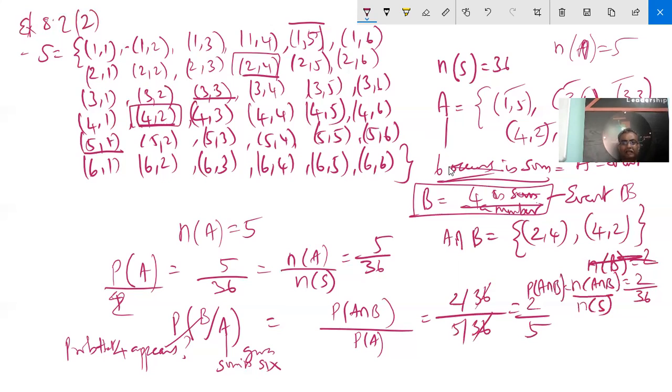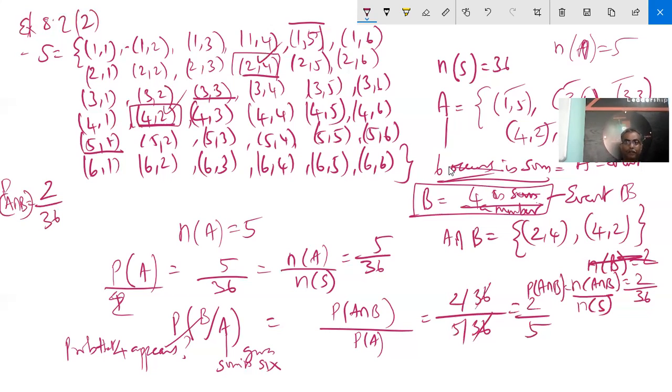Mentally itself, you can calculate. You know that this one is coming, this one is coming, but that is out of the total size of 36. So 2 by 36 is A intersection B. The formula P of B given A is P of A intersection B by P of A. So P of A intersection B is 2 by 36.